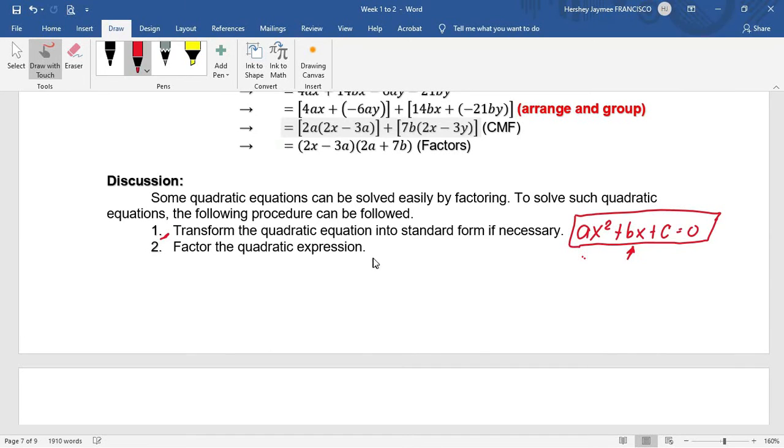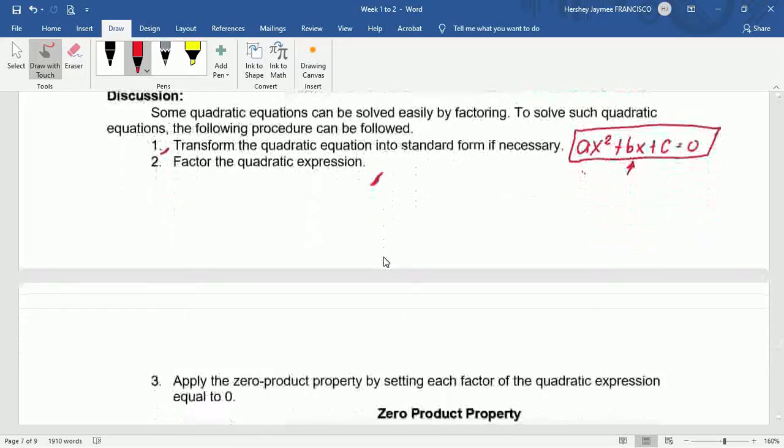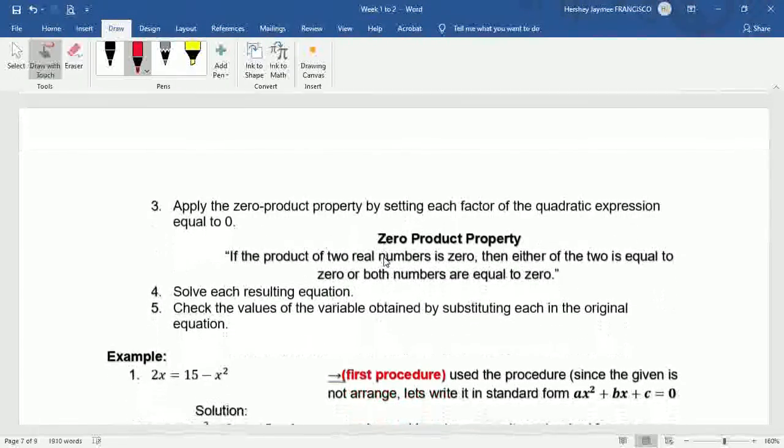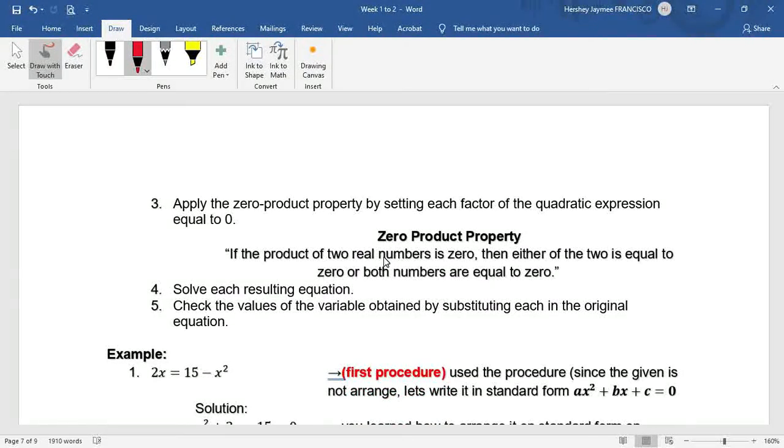And then, second is factor the quadratic equation once naka-standard form na siya. Then, apply the zero product property by setting each factor to 0. The fourth is to solve the result. And the fifth one ay pwede mo siyang i-check. Okay? Not pwede, but i-check mo talaga siya for you to know kung tama ang sagot mo.